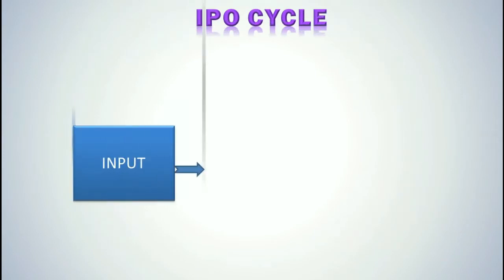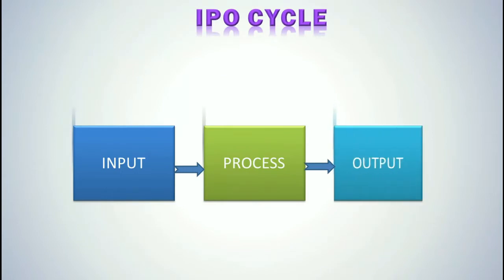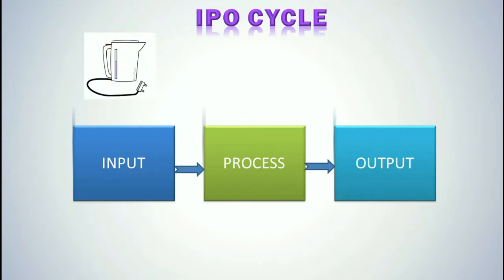You must have heard of the IPO cycle, that is input, process and output. In our daily lives, nearly all daily life and computer actions are governed by the IPO cycle. If we consider the example of making tea, as an input first, an electric kettle is filled with water. The kettle is plugged into the electrical socket. The on switch is pressed.